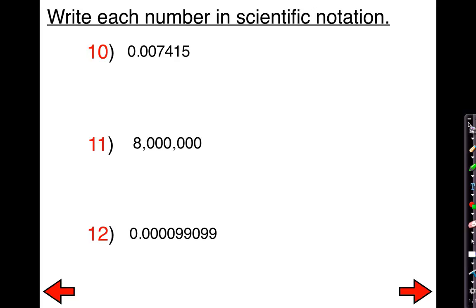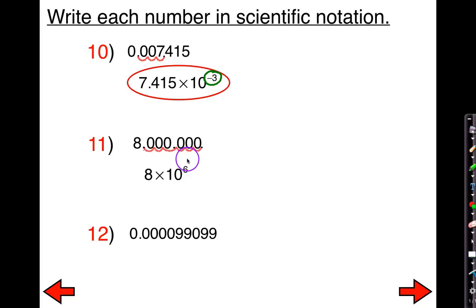I'm just going to quickly go over the answers. If you are not sure, please look at the work to see where things went wrong. So number 10, the answer is going to be 7.415 times 10 to the negative third power. So notice it is a relatively small number. That's why my exponent is a negative number. Number 11 is going to be 8 times 10 to the 6th power. And here it's a relatively large number, which is why we have a positive exponent.